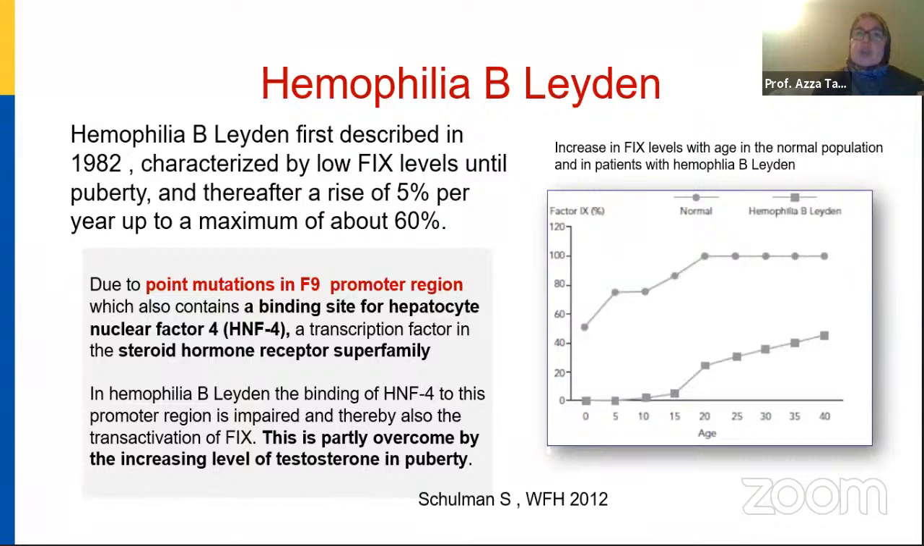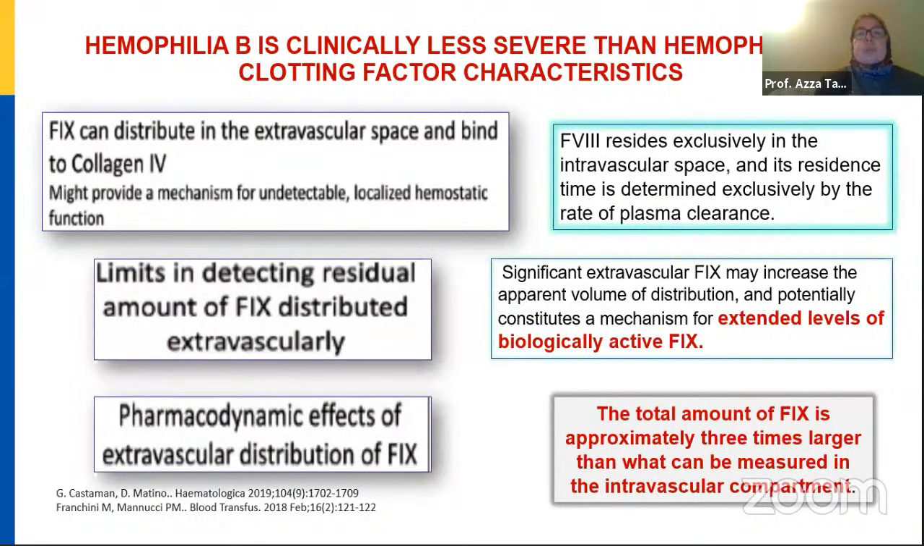In patients with hemophilia B-Leiden, they have a point mutation in the factor IX promoter region, which also contains a binding site for hepatocyte nuclear factor 4, a transcription factor for the steroid hormone receptor superfamily. And by the time of puberty, the increase in testosterone was found to be associated with an increase in the factor IX levels, as you see in the graph, in the lower values.